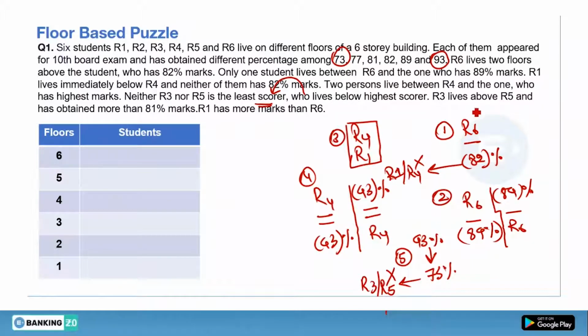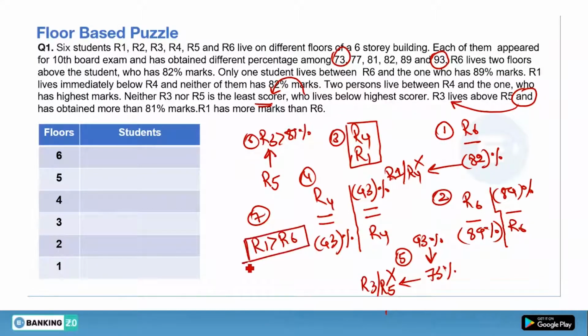R3 lives above R5 and has obtained more than 81% mark. So our sixth hint is R3 lives above R5, and this belongs to R3. So R3 scored more than 81% mark. So it can be 82, 89 and 93. And the last line is R1 has more mark than R6. Our seventh hint is this: R1 has more mark than R6. Okay, now these are the hints which are given to us in our puzzle.